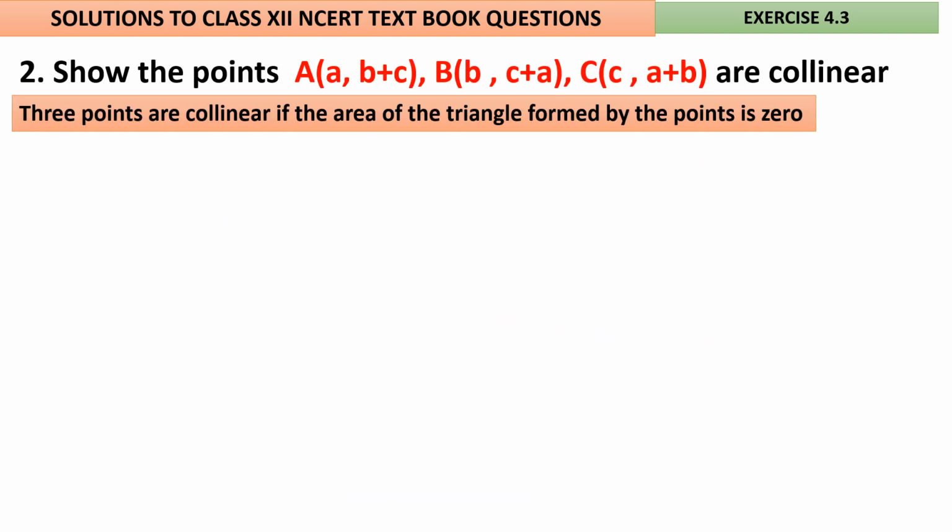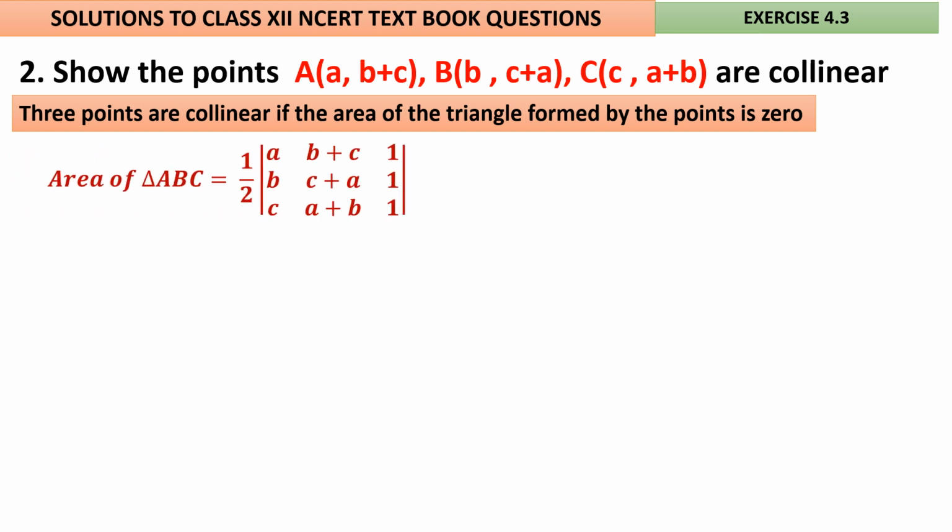Now we have to show that these 3 points are collinear, and there are so many ways to prove collinearity. But as it is coming in the determinant chapter, we will try to solve it using determinants. We will try to find the area of the triangle formed by these 3 points and prove that it is 0. This is the area.